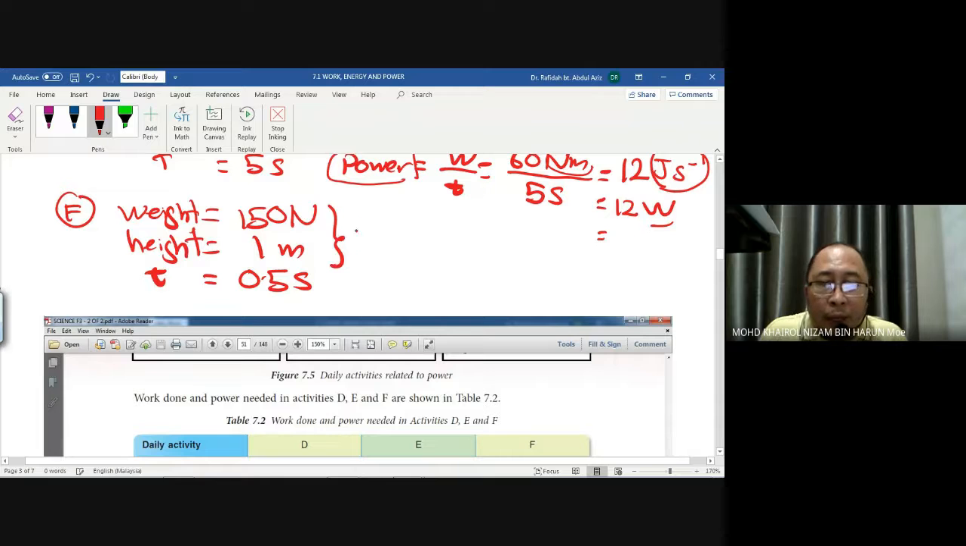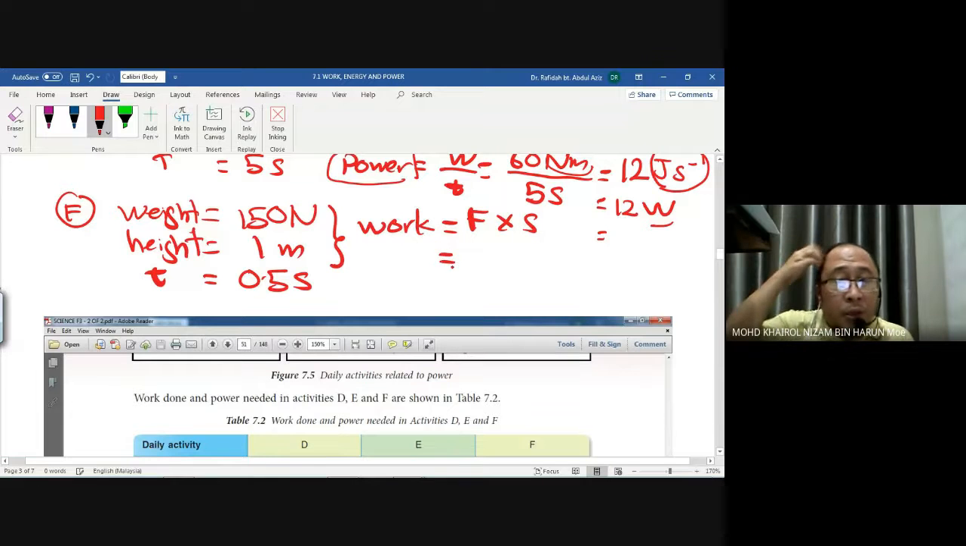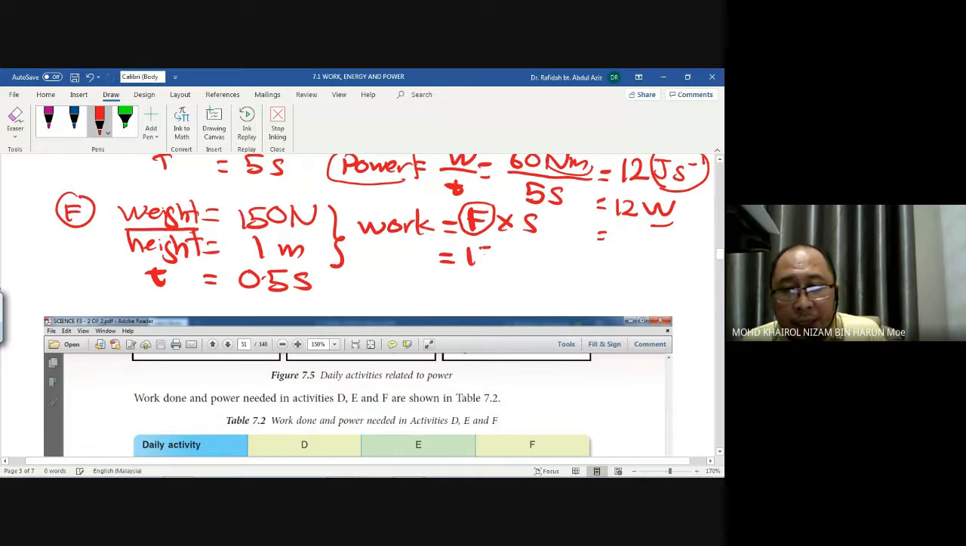Same thing, we have to find the work done, that is force times displacement. So what is the force? Force we take from the weight of an object, that is 150 Newton, because the person does not move. So we take only the weight of an object times 1 meter. So we will get 150 Newton meter, or equal to 150 joule.